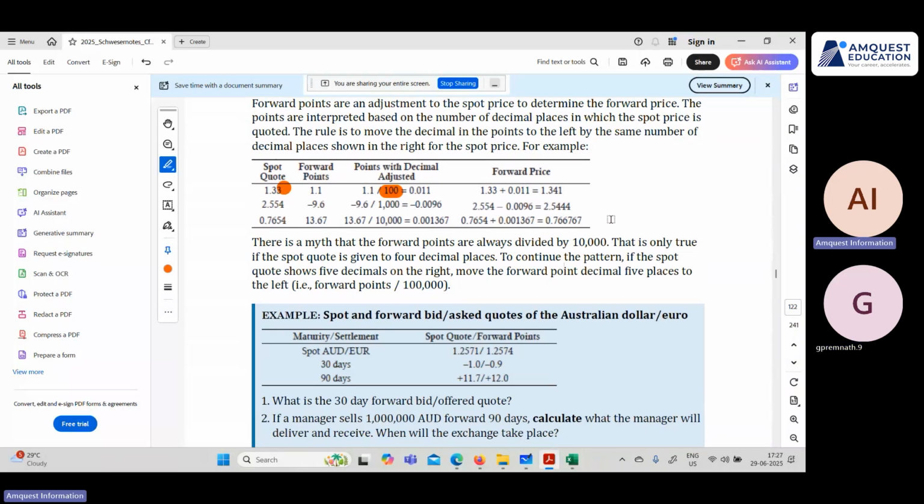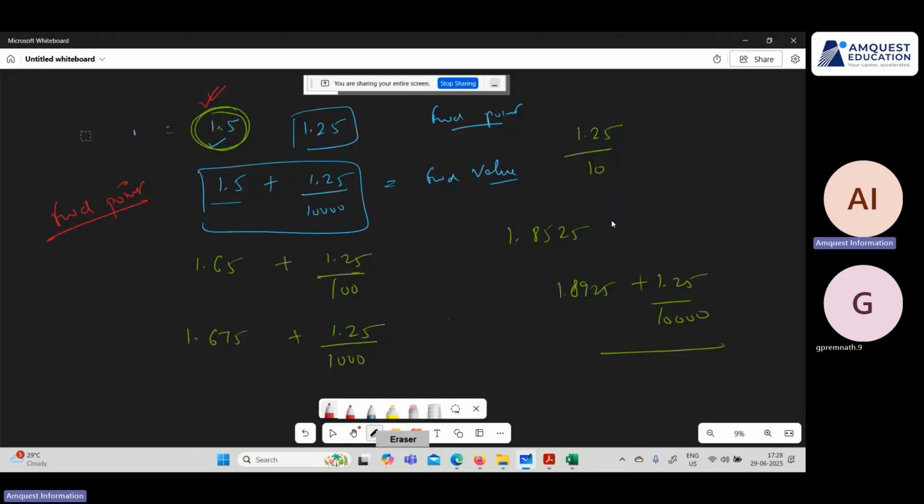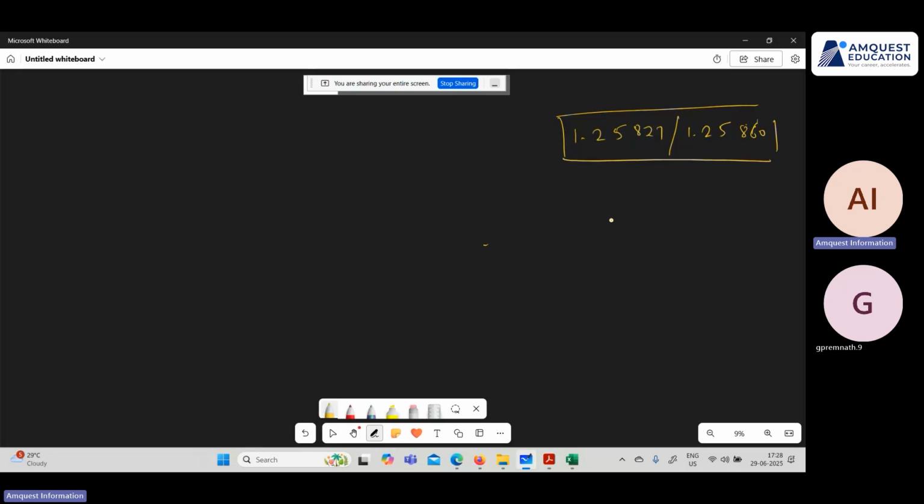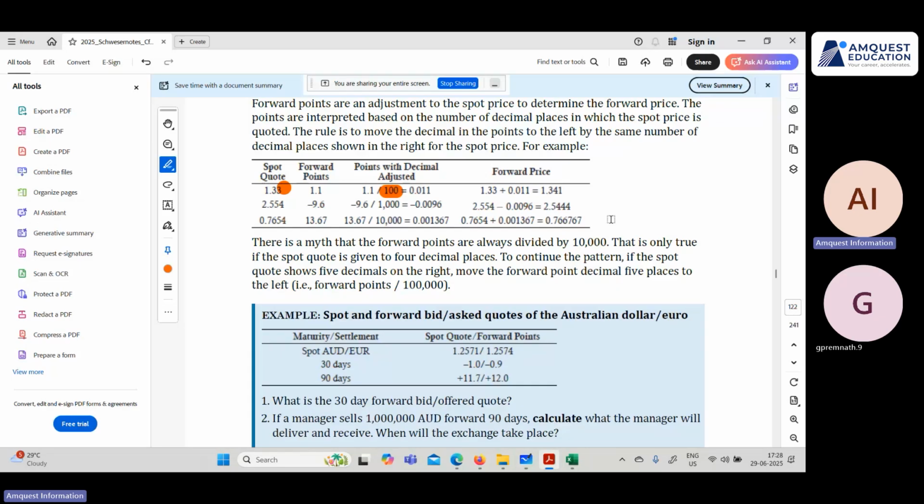So we'll look at this together. I think you're almost there. I would not calculate the forward rate. I think you did it right. The forward rates being used are 1.25827 and 1.25860. Okay. And can I say that this is a smaller number? Yeah. And this is a bigger number. Now let's see what we have to do.